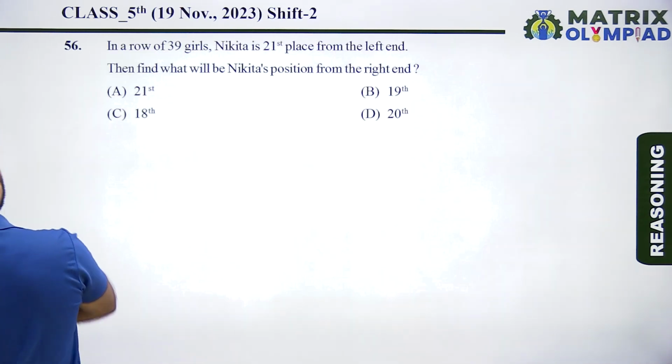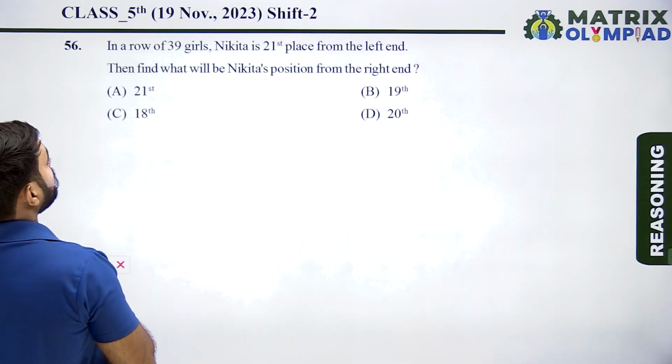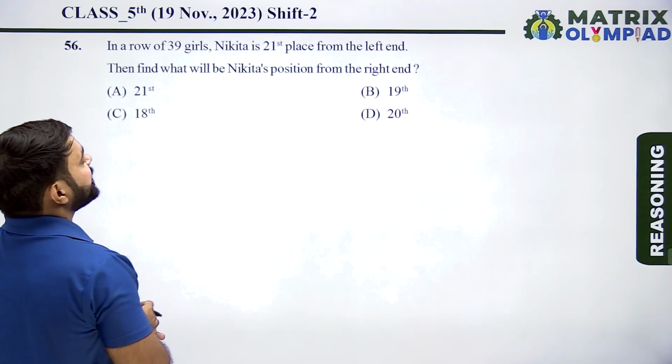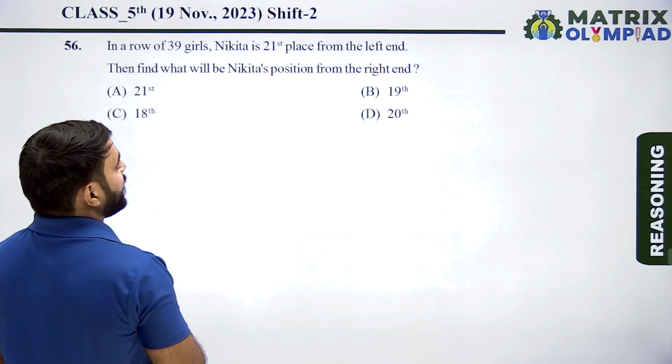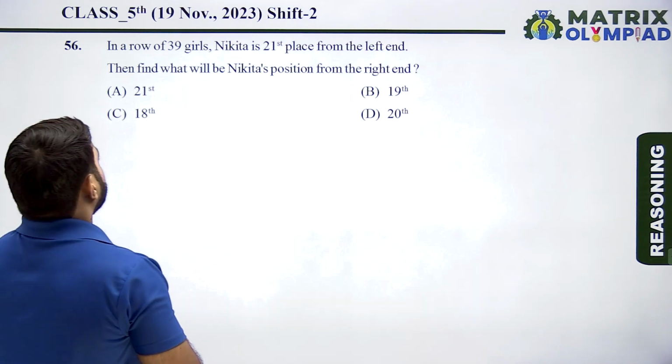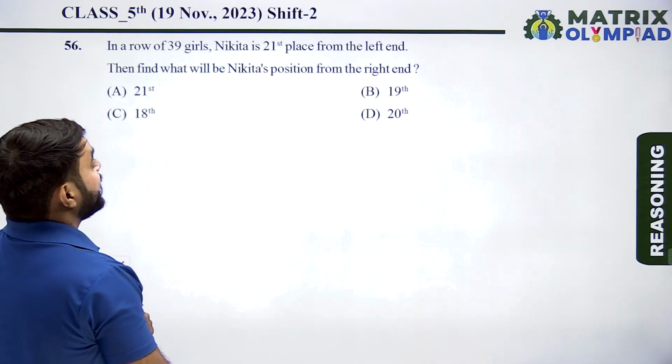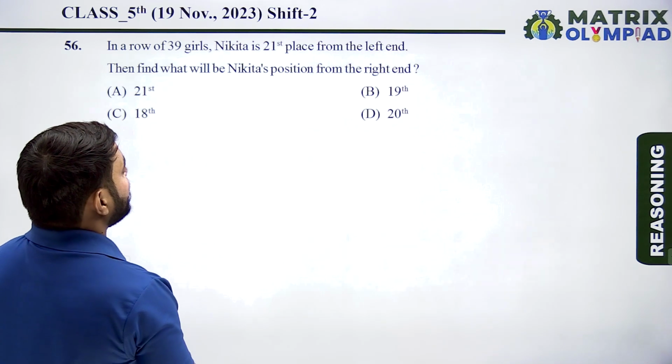So next question is question number 56. In a row of 39 girls, Nikita is 21st place from the left hand, and then find what will be Nikita's position from the right end.